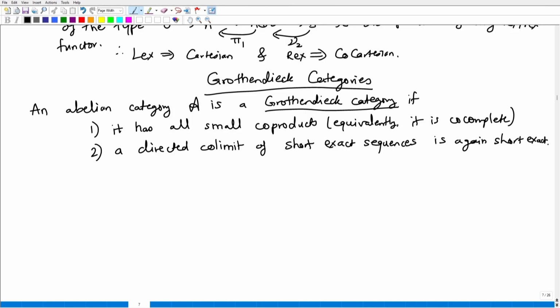Okay, so now look here. Yeah, so we are taking a sequence. Let's say natural numbers is our shape. For 0, we have a short exact sequence: A0, B0, C0, then A1, B1, C1. And then we have AN, BN, CN. That's a short exact sequence.